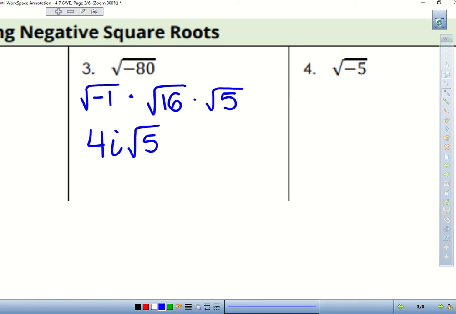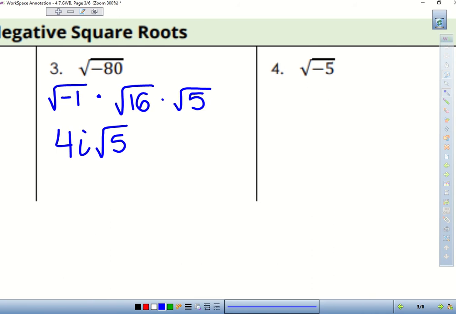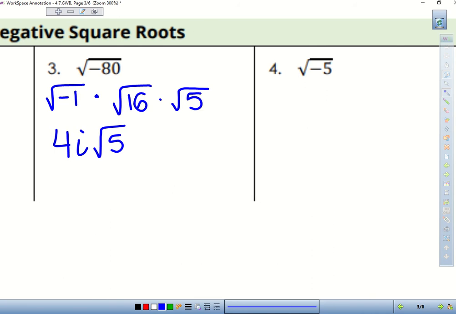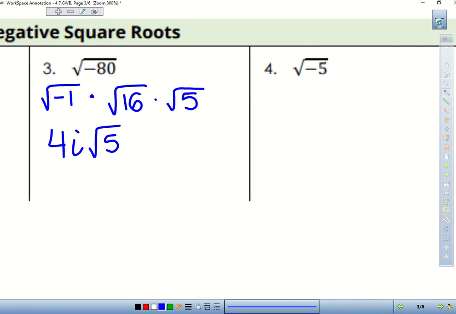Where did? Oh, never mind. Sorry. You see it? Wait, where did it come from? The square root of 16. 16. That's what I was going to say. Yeah.